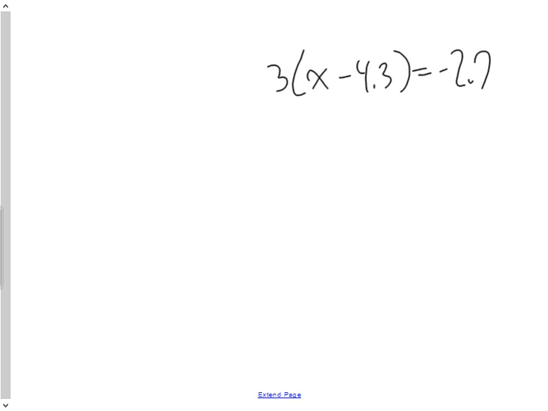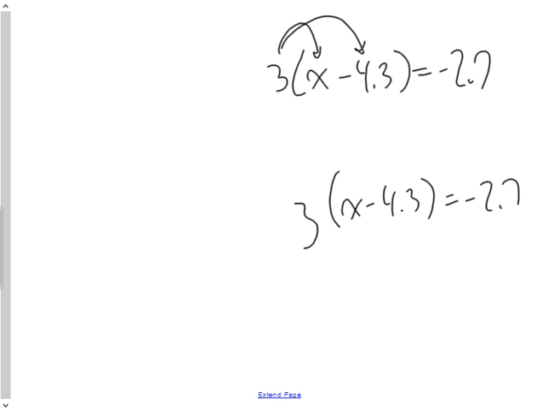Cal used distributive property first, where he would expand it like this. This is what Cal did. But Tiana used division first by dividing both sides by 3. Whose method do you prefer and why?